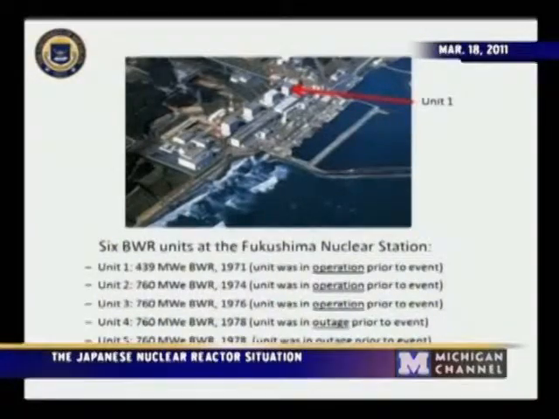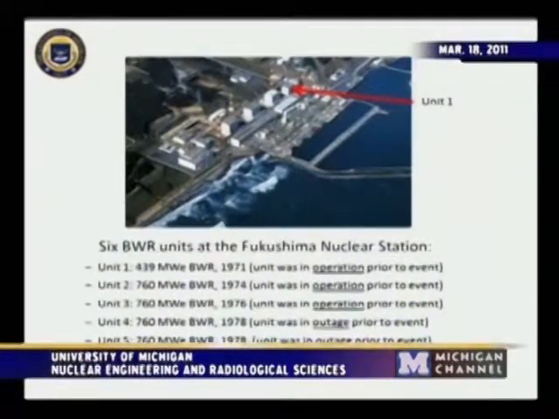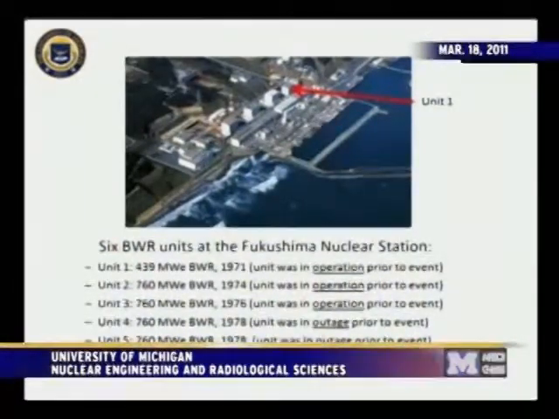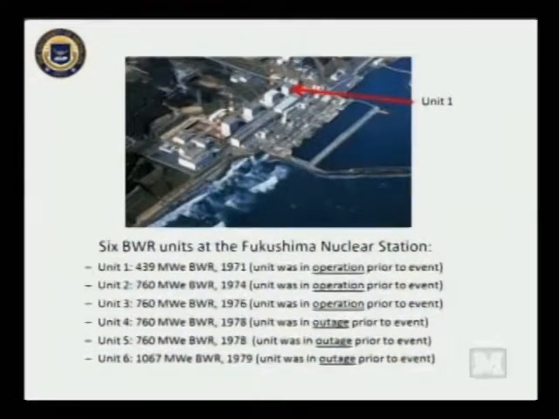This is summarizing the 6 BWR units, and I'll show you a slide in a second, the status. Units 1, 2, and 3 were in operation. Unit 4 was down for an outage. The bad news is that that means the fuel was in the spent fuel pit, which was then only contained by the secondary containment system.